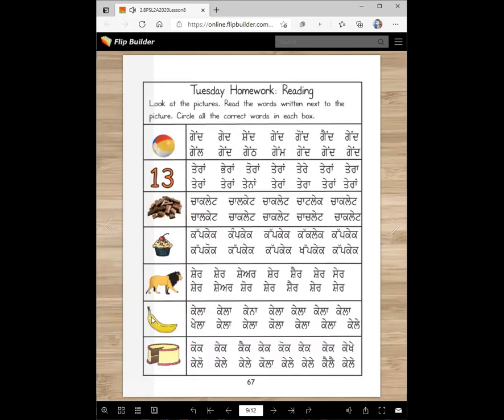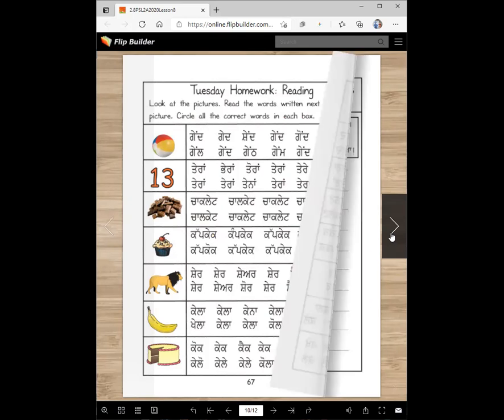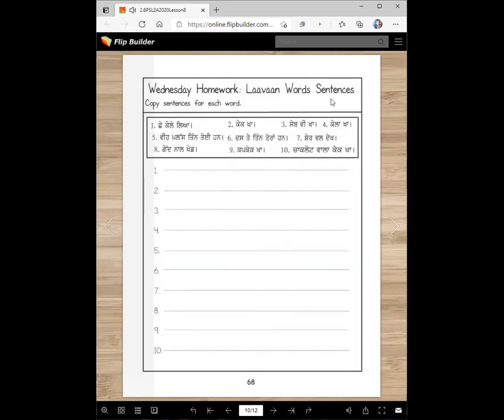Here, these are the pictures from your lesson, and here are many correct words in here. Make sure you circle all the correct words in here. Some words are wrong, don't circle them, okay? This is going to give you reading practice. Then for Wednesday homework, you have to copy these sentences, okay? And now this one says correct here, das te tin tera han. How did we write das te ik tera han? This is correct here. So copy them all over here, okay?